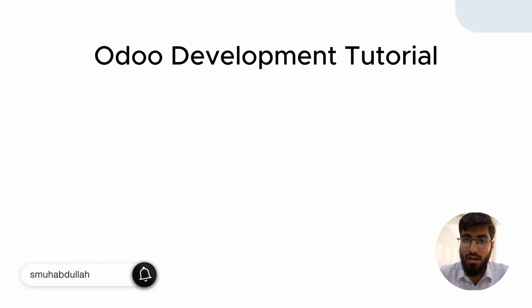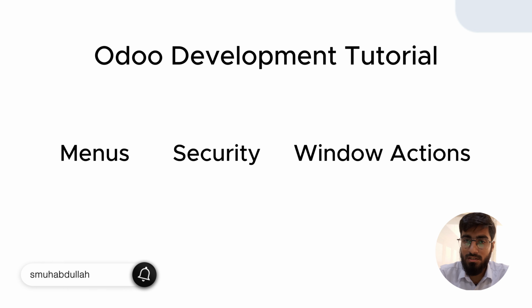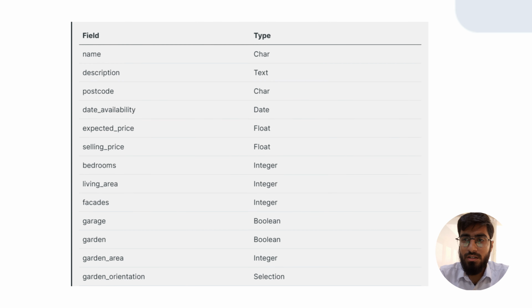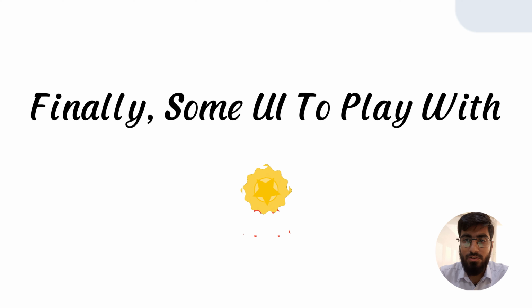In our previous video, I explained various elements such as menus, security files, window actions, tree views, and form views. I also gave you a task to create fields on the property model. Today, we finally get to some UI elements in action. In this video, we will be creating those fields.